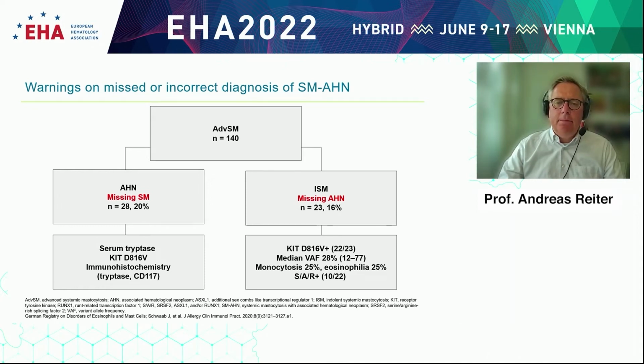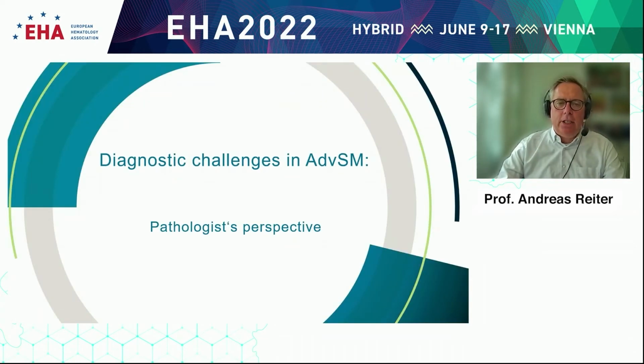So in this series, the median allele burden was 28%, or when you find monocytosis or eosinophilia, and even if you do progressed analysis, also including genetic analysis, you may also find the additional somatic mutations in SRSF2, as we also did here. So we found that in about 50% of patients.